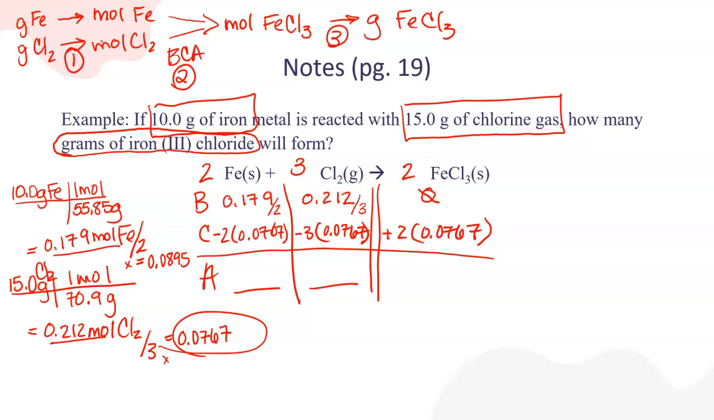Okay, so now that we have those, we know that since this is limiting, if we did this math, 0.212 minus 3 times 0.0767, we know that that one should hit 0.